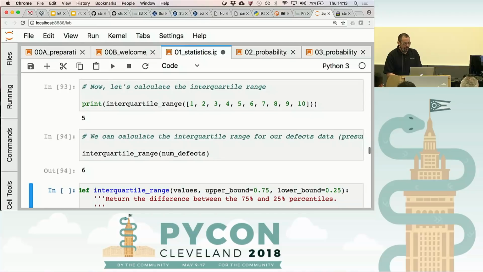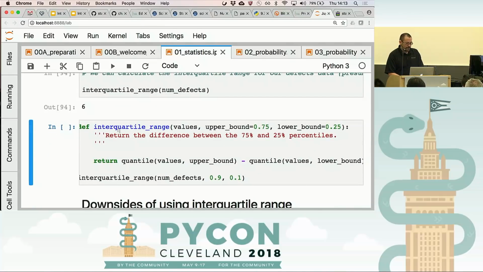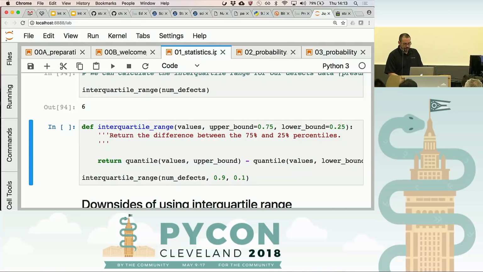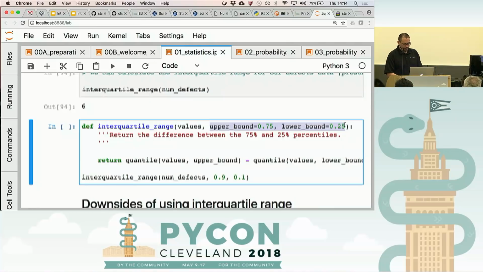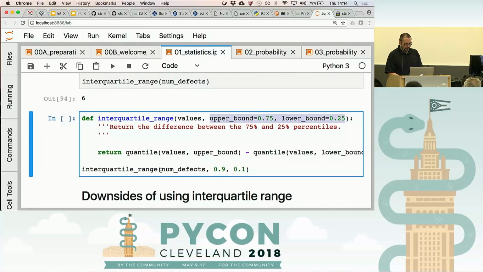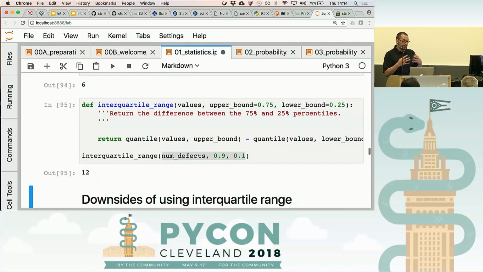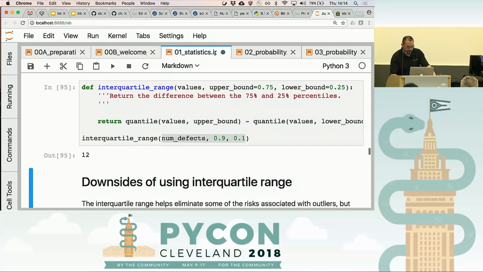Right? Now the function I created seems a little weak because it's built in. It hardwired in 75 and 25. So let's build upon our function a little bit, and let's give ourselves the option of adding an upper bound of our own choosing and a lower bound of our own choosing. Okay. And so I'm going to look at my number of defects, but this time I want to look at everything from 10% all the way up to 90%, and I'm going to see how big a spread that is. And here that spread is a little bit bigger, a little bit wider. All right.